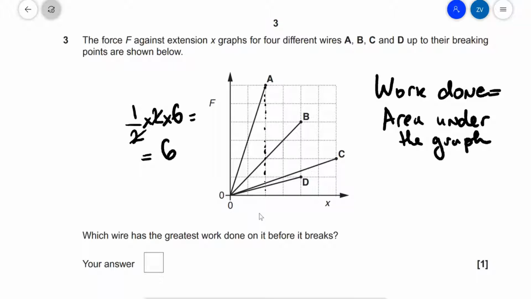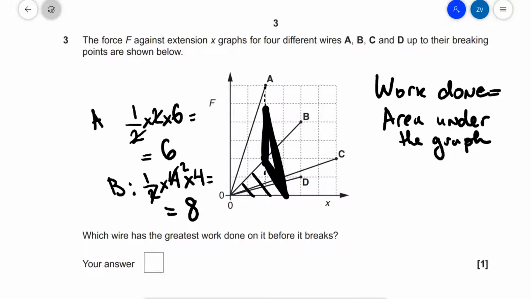For B though, it's going to be 1, 2, 3, 4, and then 4 across, so that's going to be 16. So that here was the area of A. The area for B is going to be half times the base, which is 4, times 4, and if we multiply those out, we're going to see that this has a greater area. So B will definitely be the correct answer because it has the greatest area.